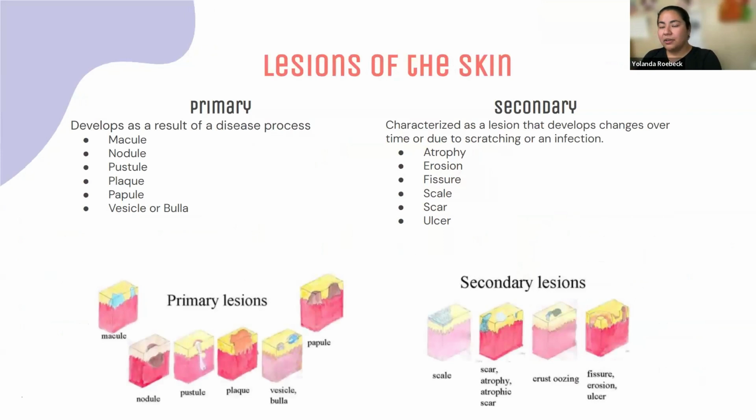Lesions of the skin are categorized as primary or secondary. Primary lesions develop as a result of a disease process, and they include macules, nodule, pustule, plaque, papule, vesicle, or bulla. Secondary skin lesions are characterized as a lesion that develops changes over time or due to scratching or infection, and that includes atrophy, erosion, fissure, scale, scar, or ulcer.